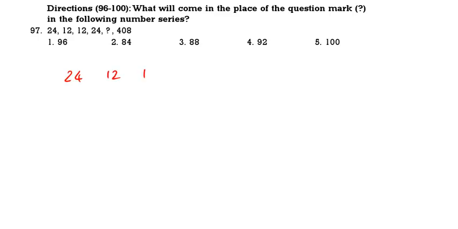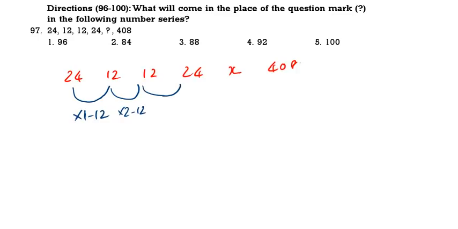24, 12, 12, 24, question mark, 408. Now see this one: into 1 minus 12, then into 2 minus 12, then into 3 minus 12, into 4 minus 12, that is 84. 96 minus 12, 84. Next question.